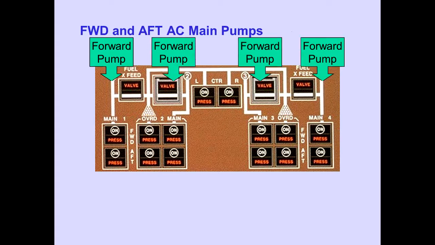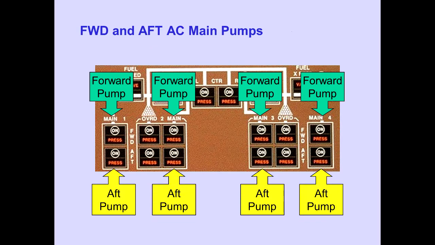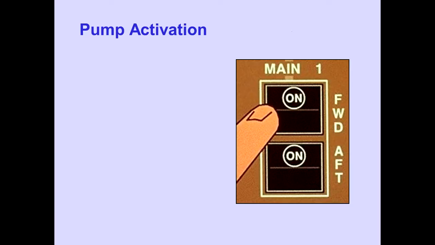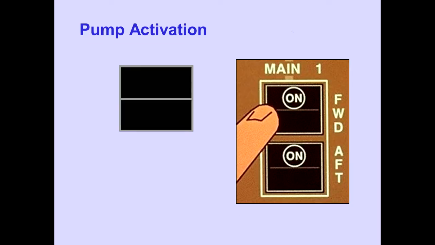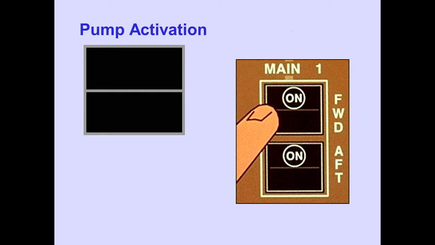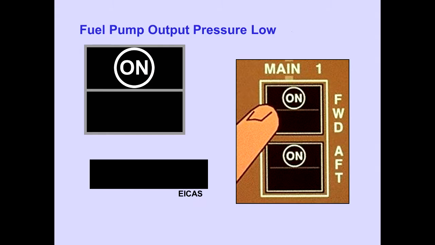Each main tank has a forward and aft AC main pump. Pushing a main fuel forward or aft pump switch on activates that pump. The ICAS advisory message, fuel pump, is displayed when a fuel pump output pressure is low. The pressure light also illuminates.